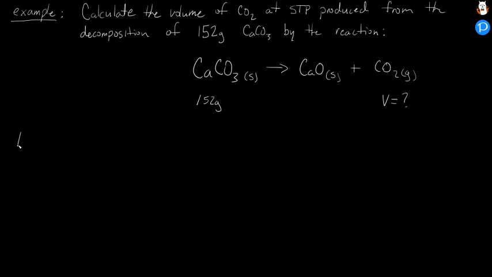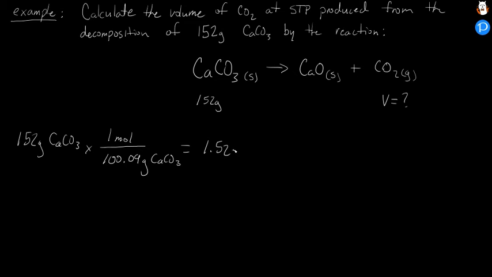So I'm going to do that over here, 152 grams of CaCO3, converting that into moles using the molar mass. Getting that from the periodic table, for every mole of CaCO3, it's 100.09 grams of CaCO3. So for this, I have 1.52 moles of calcium carbonate. Okay, so that's how many moles of calcium carbonate I have.